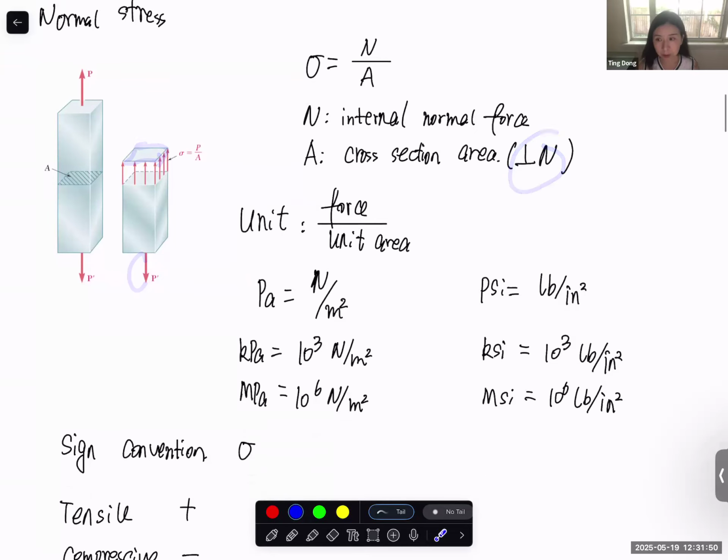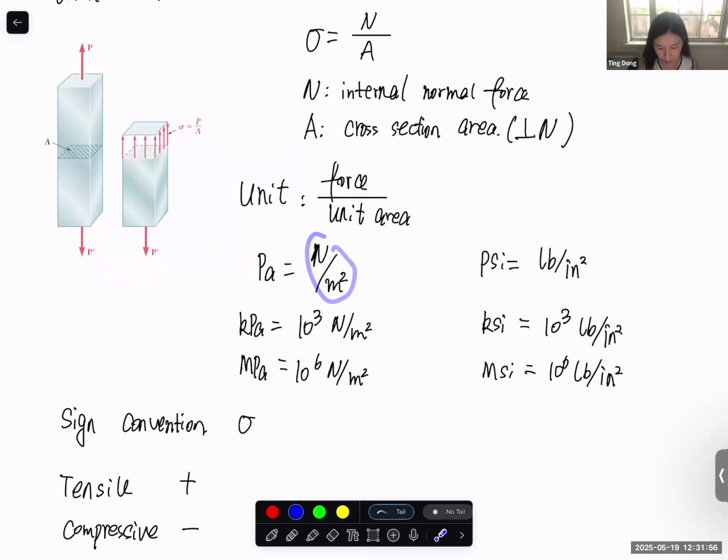Since it's force per unit area, if you use SI units, you have Newton per meter squared. If you use US customary units, you have PSI.